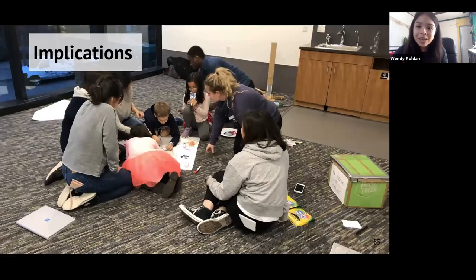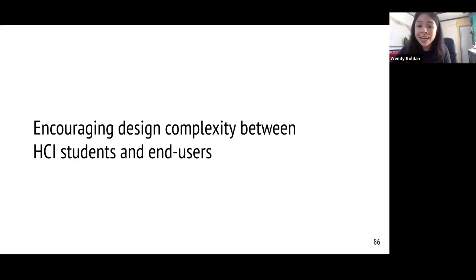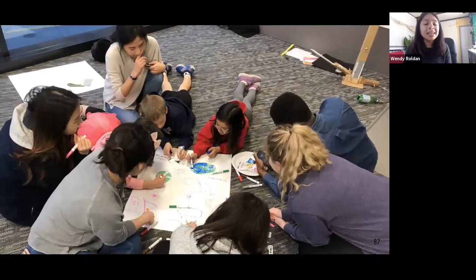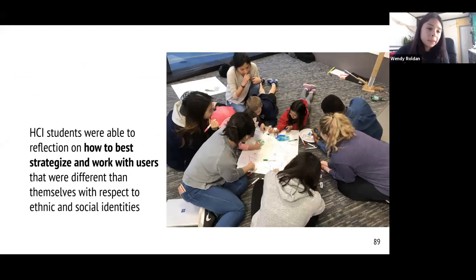And so now I'll touch on implications for what this means for the CHI community. And our paper discusses encouraging design complexity between HCI students and end users. And in this design complexity, making sure that it's within a safe environment where students, HCI students, can figure out and navigate how to become better designers. There's also facilitators, and there's also different users that are involved in this process. So in a safe but complex space.